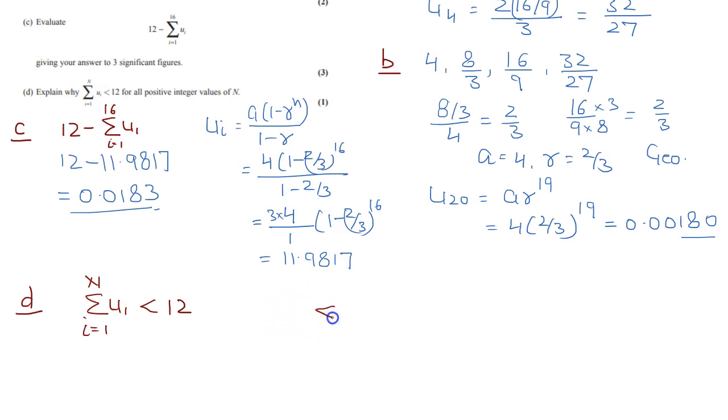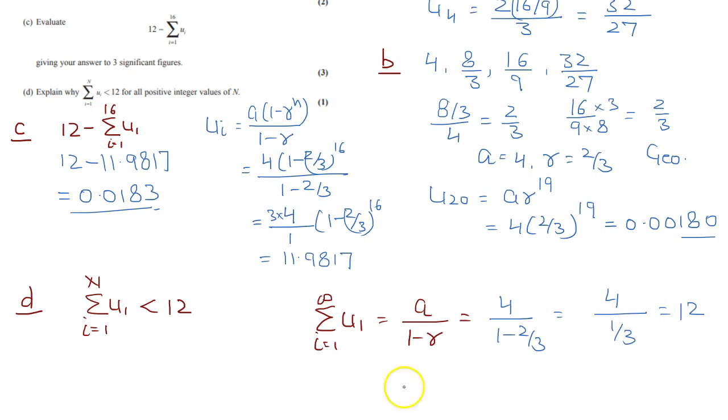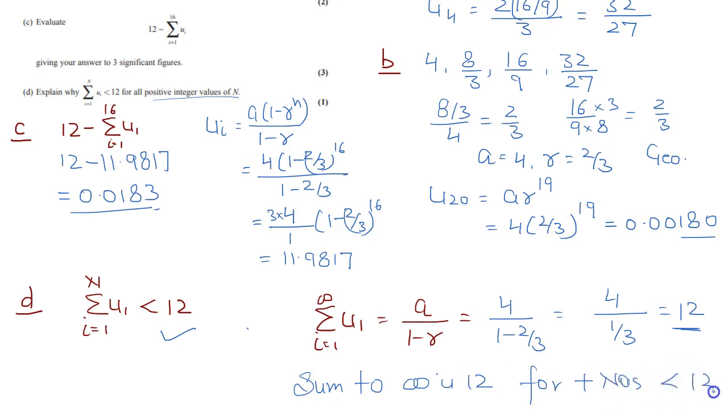So let's say the sum of ui, i is equal to 1 to infinity, is a over 1 minus r. So a is 4 over 1 minus r, which is 2 over 3. So that is 4 over 1 over 3. The sum up to infinity is 12. So definitely the sum up to n, for positive integer n, will be less than 12. So that is correct. So the sum to infinity is 12, and for positive numbers, it will be less than 12. So that is the solution.